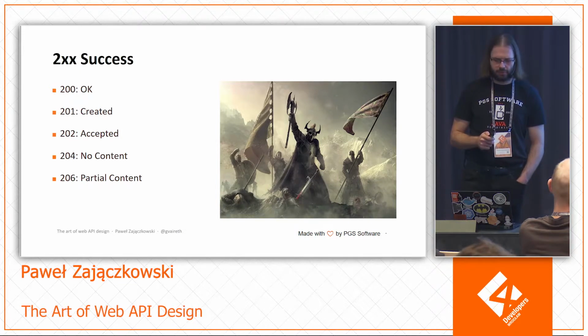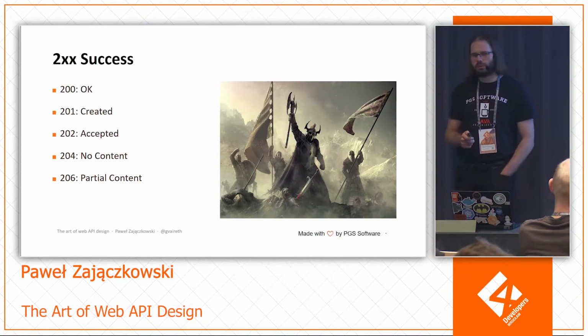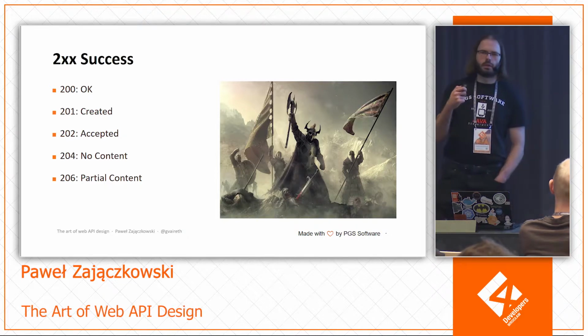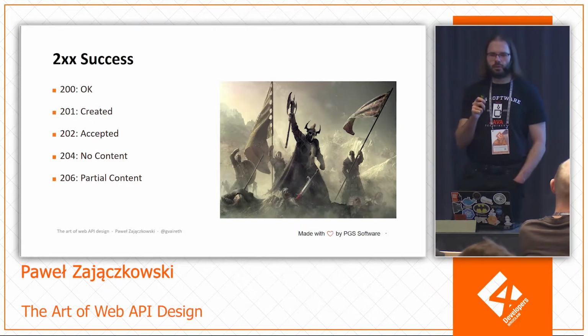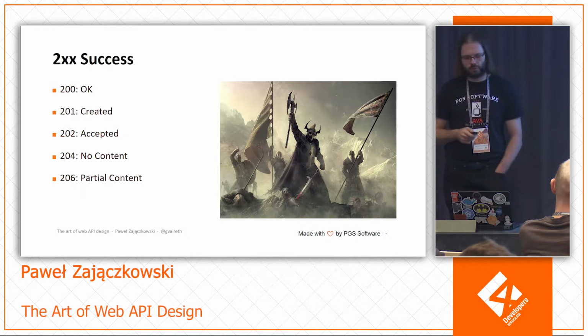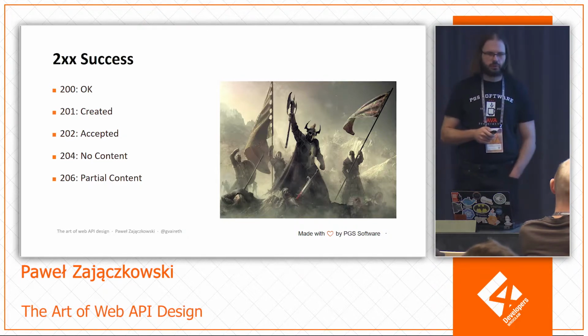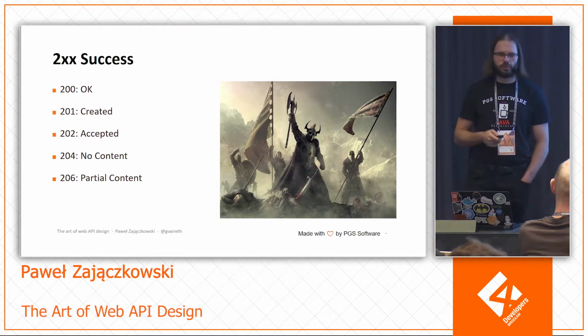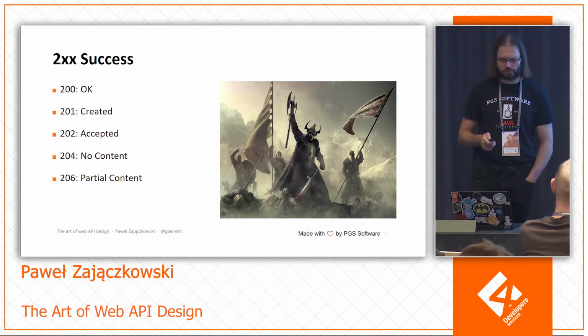200, everything is okay. 201 we return when we create a new object. 202 is used in asynchronous processing. So to say that, okay, I got the request, I'm on it, but the result is not yet available. It will be somewhere, somehow. No content when we delete an object, and partial content when the responses have more parts. And then we have additional headers with the range.